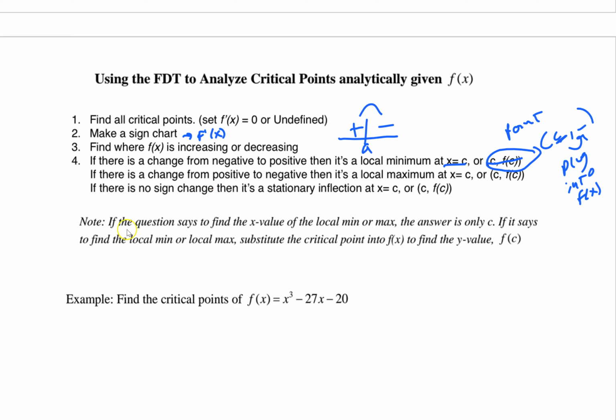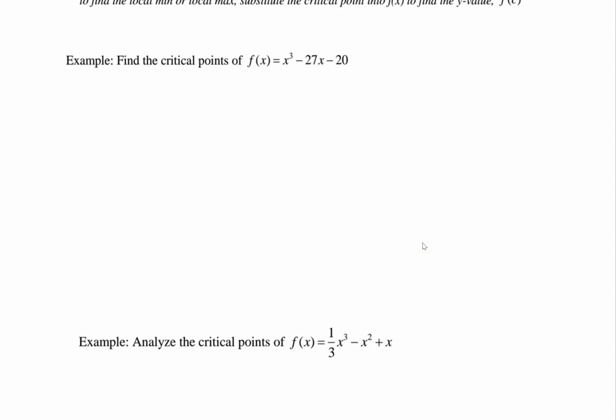As I just mentioned, if the question says find the x values, all you have to find is the x value. That's it, you're done. If it says it wants a local min or max point, you have to plug it back into the original function to find it. So let's do an example. This is find all critical points. Let's change that a bit. Let's find all stationary points of this.